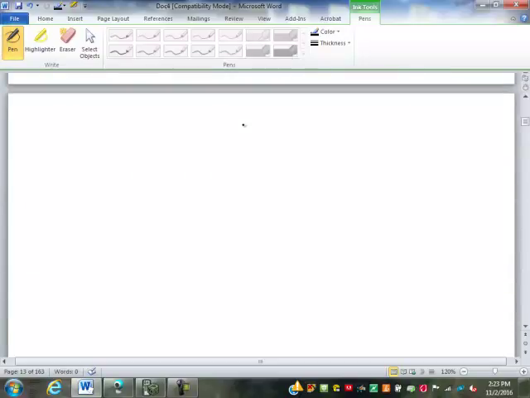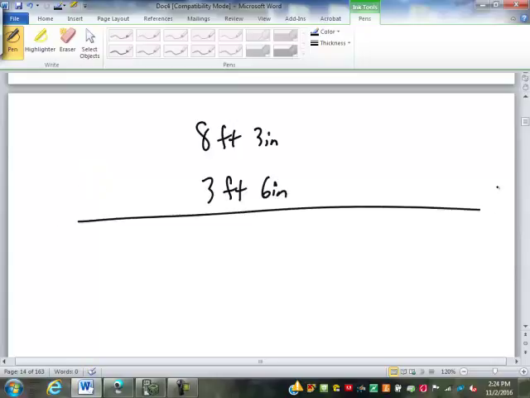Now, we might take a peek at multiplication. When we multiply, we could multiply two measurements, like 8 feet 3 inches by 3 feet 6 inches. But if we were multiplying two length measurements like that, we don't leave it in the compound units, the dual units of feet and inches. We would either convert it all into inches or all into feet.